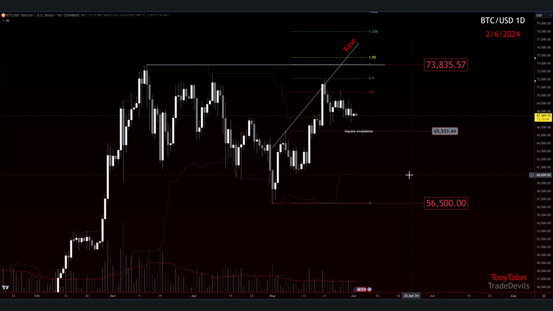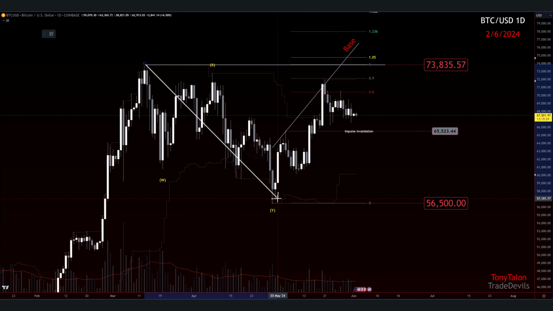Now, if this is some kind of sideways, this low could be at risk depending on what this is. If you think this is a WXY up here, then that cuts some of the possibilities down to what it could actually be. It can't be a sideways correction at this point. Sideways corrections can only be simple patterns. This wouldn't be considered a simple pattern.